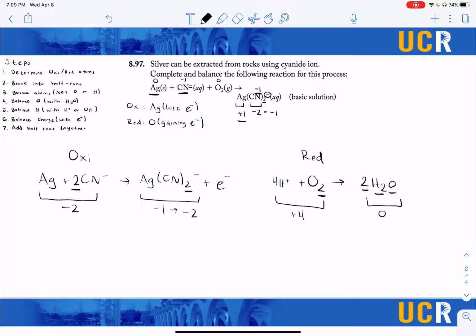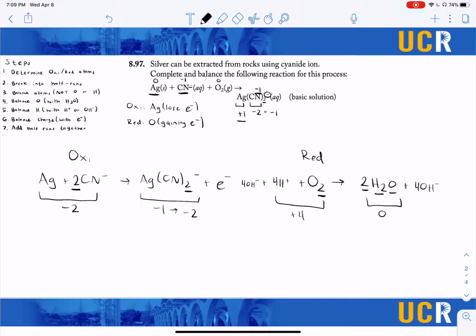Since it's a basic solution, we want to do that by adding OHs instead, because the OH has a negative charge of -1. So we're going to add 4 OHs on the left side, and then we're going to add 4 OHs on the right side too.